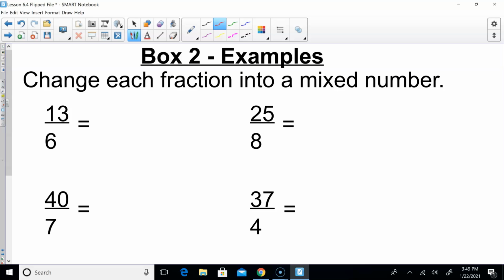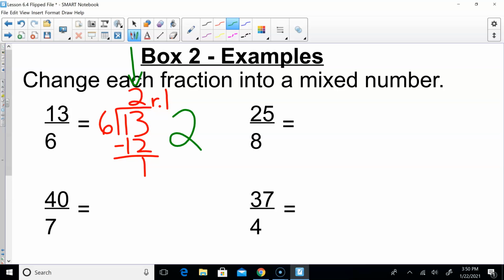So if I have 13 pieces and I'm putting them in groups of 6, it would be 13 divided by 6. So 13 divided by 6 would be 2. 2 times 6 is 12, which would give me a remainder of 1. Now, how do I write this as a mixed number? This is the important part. So how many wholes do I have? 2, because I can make 2 whole groups of 6 from 13.